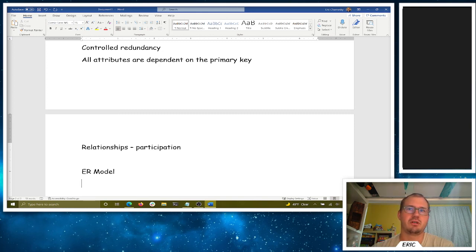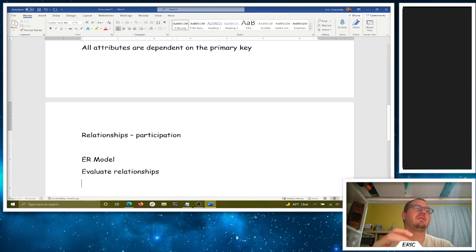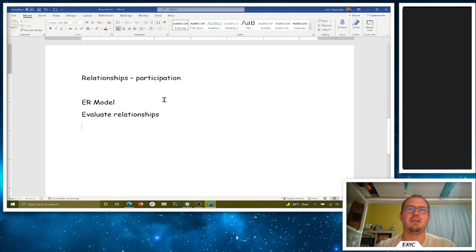We need to make sure that, again, this controlled redundancy idea comes up again, and make sure we don't have any redundant relationships. So another chance to evaluate relationships. Make sure that, yes, we have the correct relationships between our entities here. And then that's about it for our checklist.